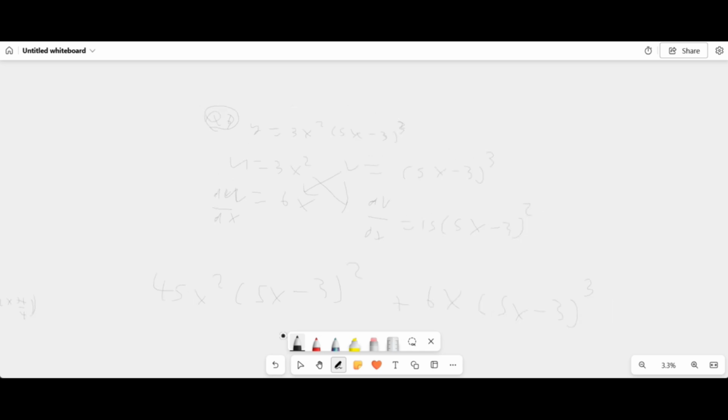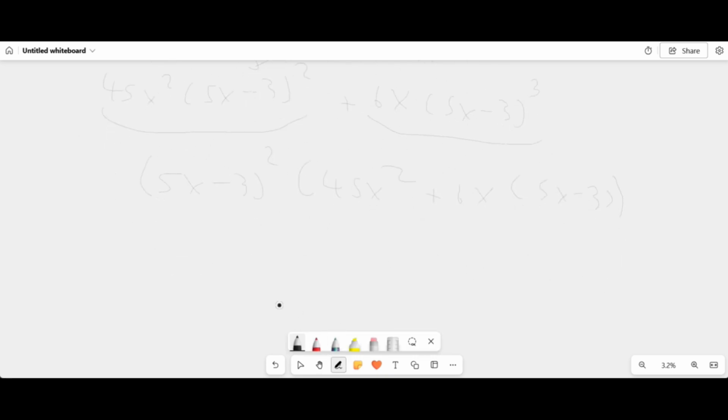Now what you want to do is take out (5x minus 3) squared, because I've got (5x minus 3) squared here, and this contains (5x minus 3) squared. Take that out. So (5x minus 3) squared, open bracket, 45x squared, that's what's left on this side. On this side, we're left with 6x, open bracket, one more (5x minus 3), since we had a cube and now we took out a squared. So we're left with that.